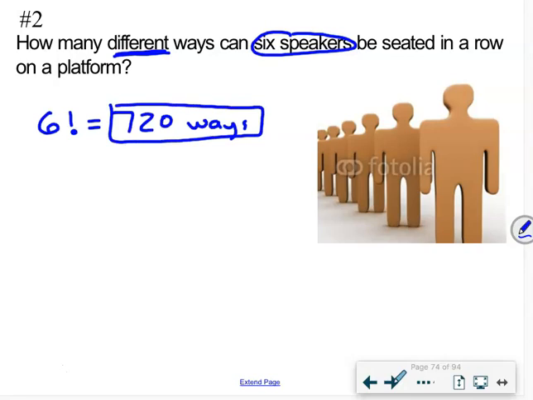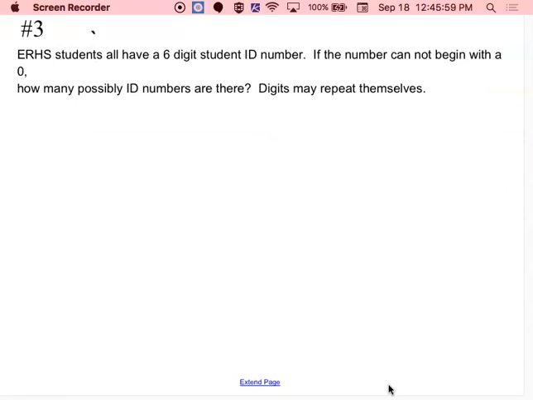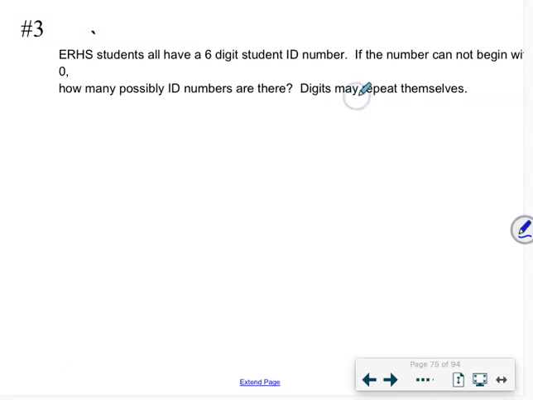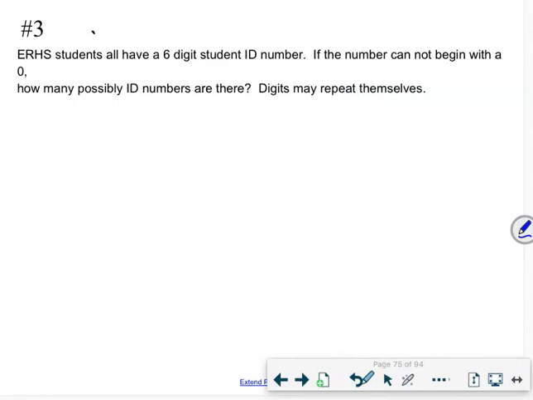picking all 6 people. Number 3, HS students all have a 6-digit student ID number. If the number cannot begin with 0, how many possible ID numbers are there? Digits may repeat themselves. So what that means is digits can happen again. Once they've been used once, we're allowed to use them again. The other rule we've got to worry about is we can't have the first number be 0. We need 6 total digits in our ID number.